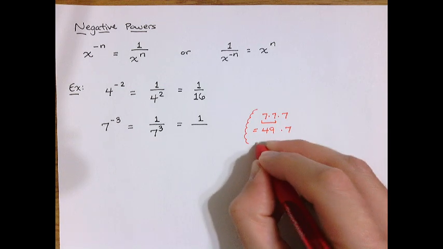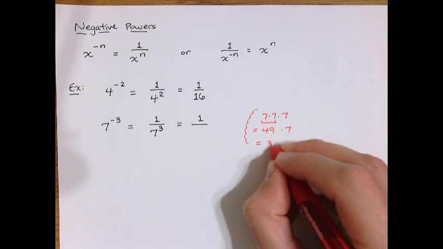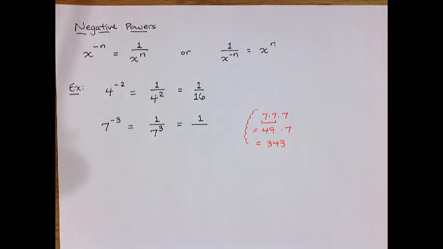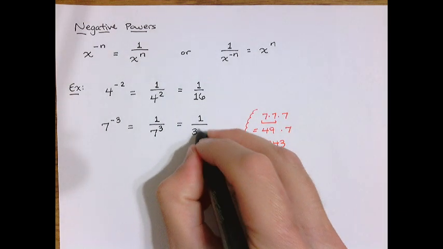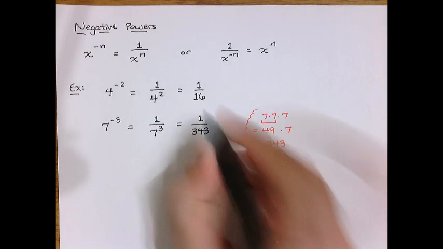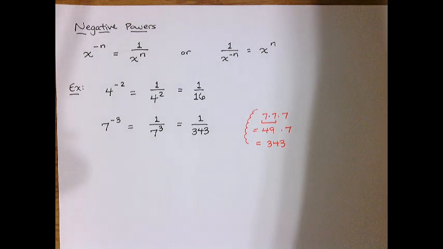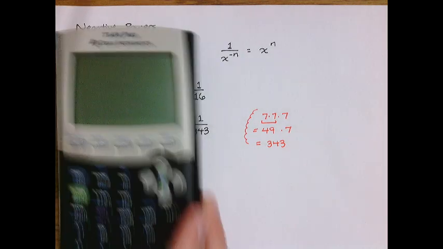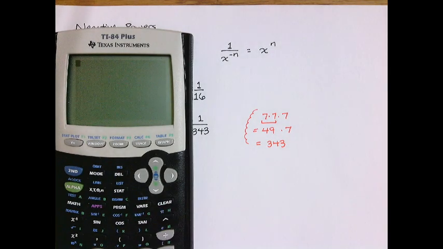And the 49 times 7 is 343. Ah, you got me there. Good job, Ghost Killer. And so this is 1 over 343. So, let's just verify, because I know that you guys don't believe me. Why should you? So let's go to the calculator. The first guy we had was 4 raised to the negative second power. And that gives me 0.0625.